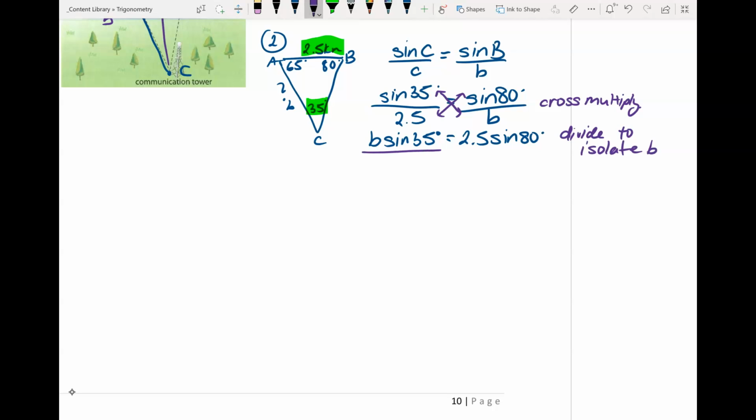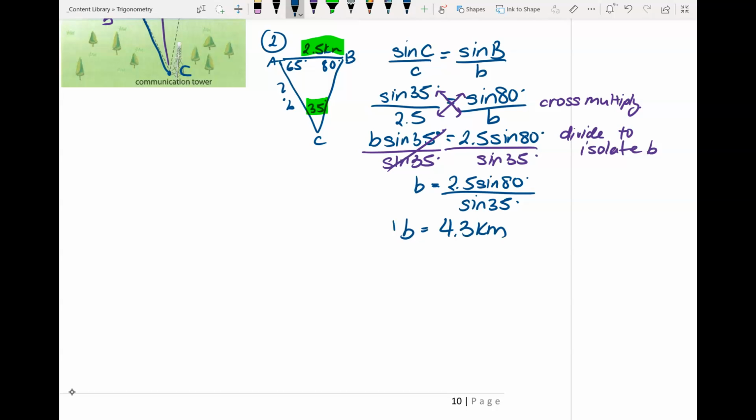So then I'm going to divide both sides by sine 35. So that sine 35 cancels on our left-hand side. And this is what I'm going to punch in our calculator. So we're going to do sine 80 in the calculator first, multiplied by 2.5, press equals, then divide by sine 35. And you should get 4.3 kilometers.